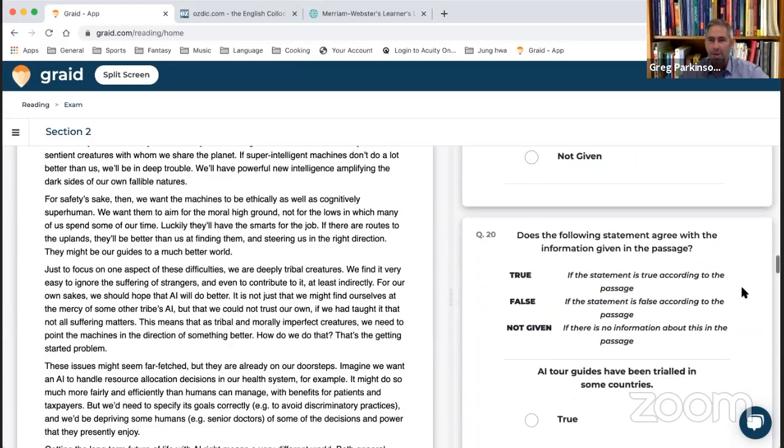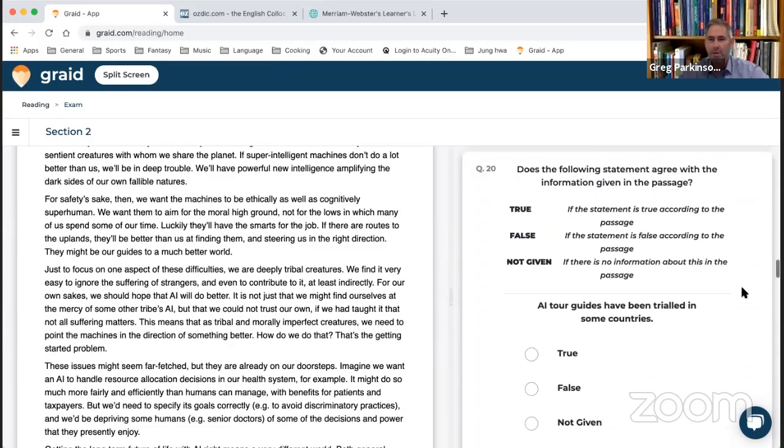Then we go on to 20. Okay. AI tour guides have been trialed in some countries, right? Now, hopefully at this point, from all of the scanning you've done, you might suddenly think, well, I haven't seen anything about AI tour guides, but let's have a look. Let's see if we can find anything related to tour guides.